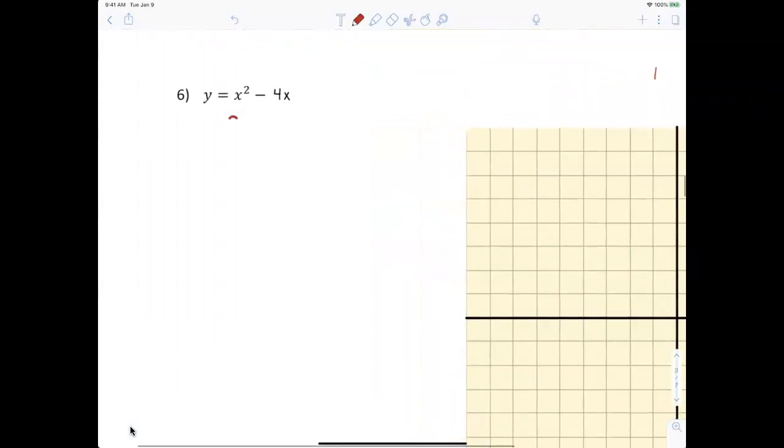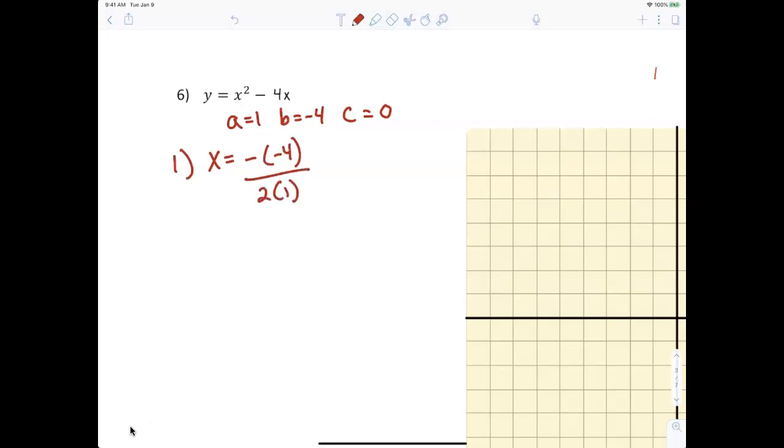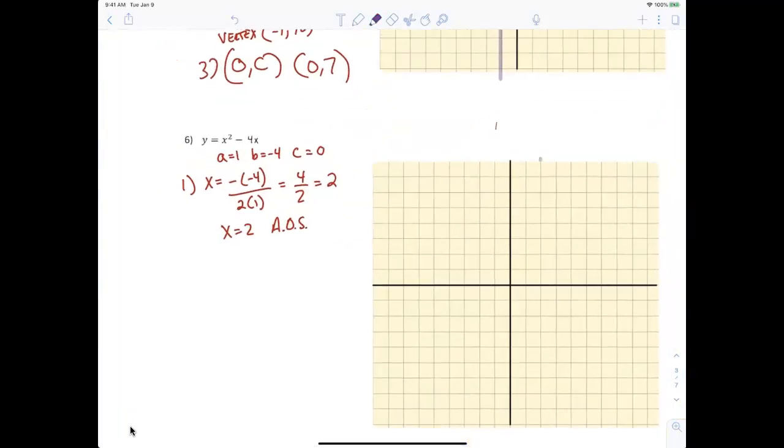So I want to see if you know. A equals 1, B equals -4. I don't see a C, right? So that means C is 0. Because C is 0, we're going to plug in x equals -4 over 2 times 1, 4 over 2. So x equals 2 is the axis of symmetry. So now x equals 2 right here. Go ahead and draw that.